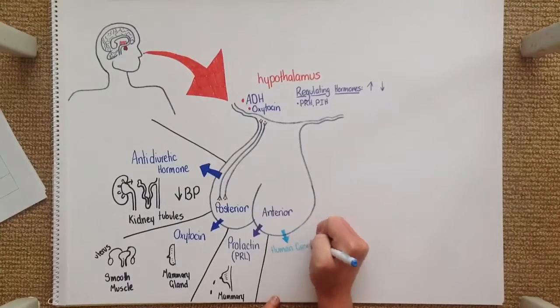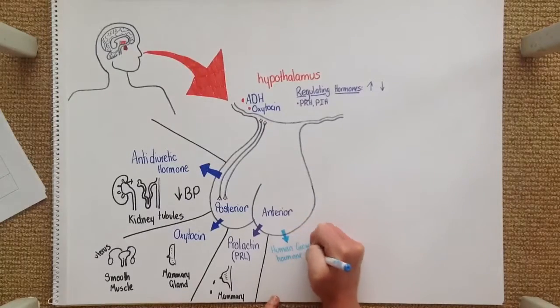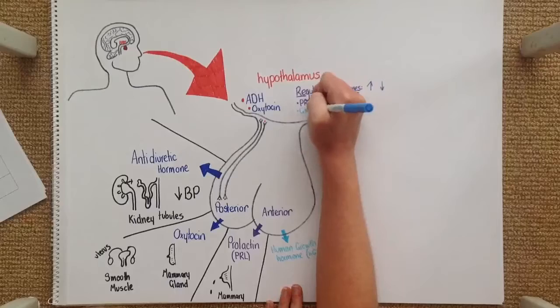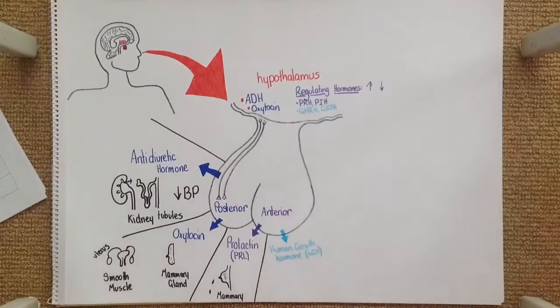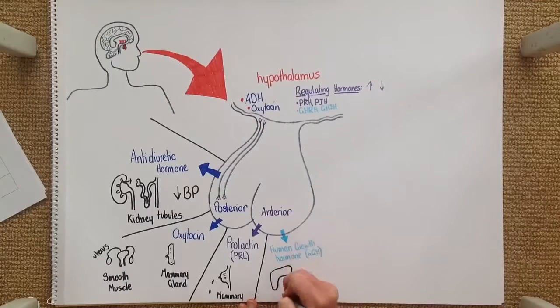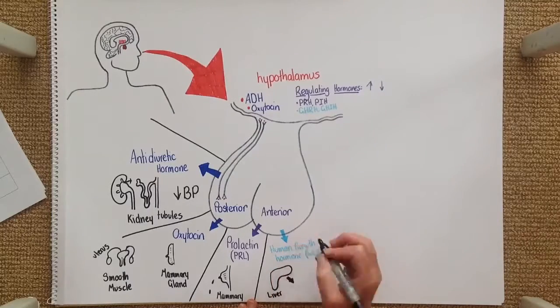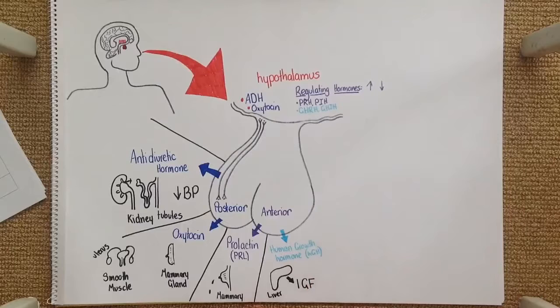Human growth hormones are also secreted in the anterior pituitary. These are regulated by growth hormone releasing hormones and growth hormone inhibiting hormones. Human growth hormone targets the liver and initiates a secretion of insulin-like growth factors, which stimulate body growth and metabolism in the body.